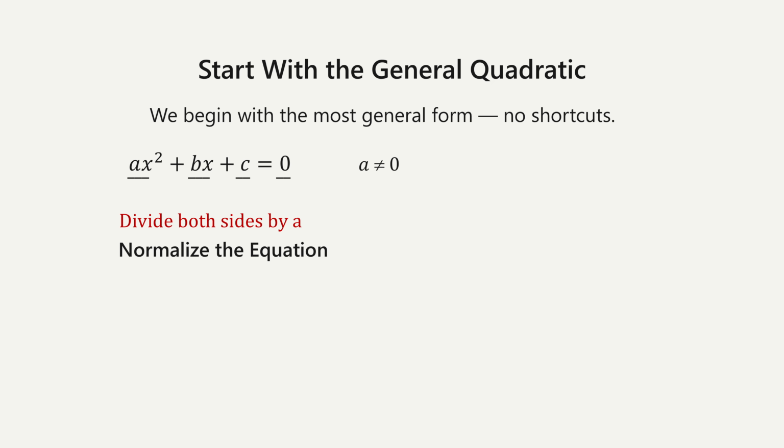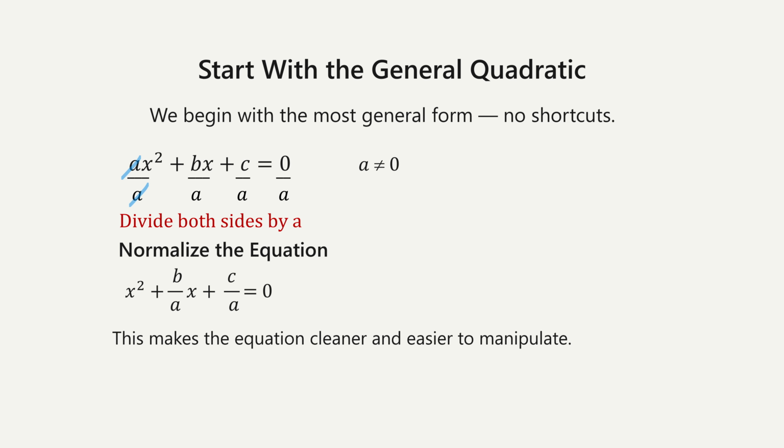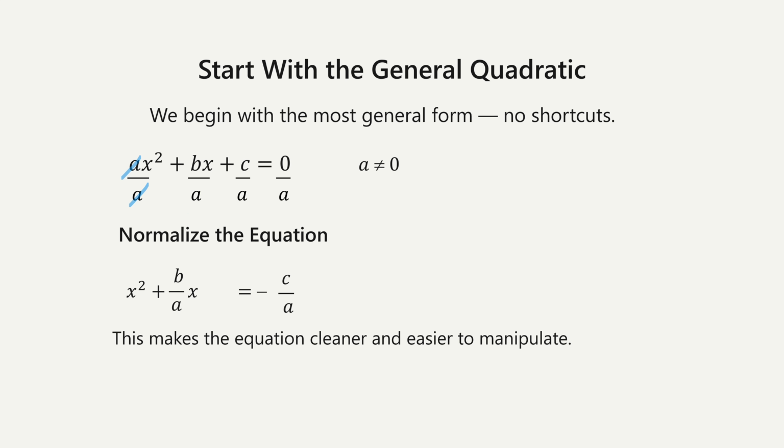To make it simpler, we divide out everything by a. Now the equation looks cleaner. Next, we isolate the terms involving x on the left hand side and transfer the constant term to the right hand side. And this is where we will use our imagination to convert the left side of this equation into a perfect square.